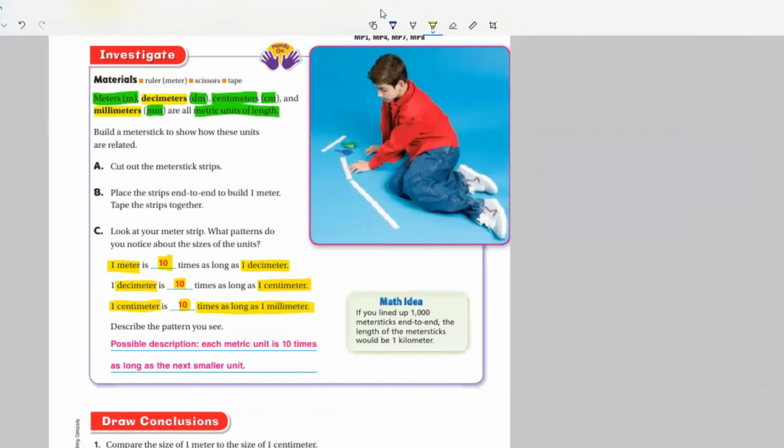Teacher, why did we skip 12.5? Because we don't need it, okay?